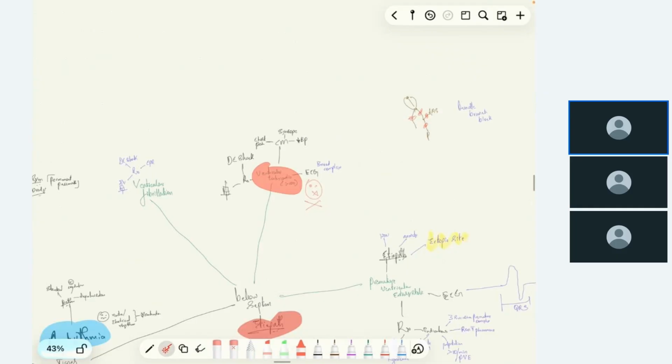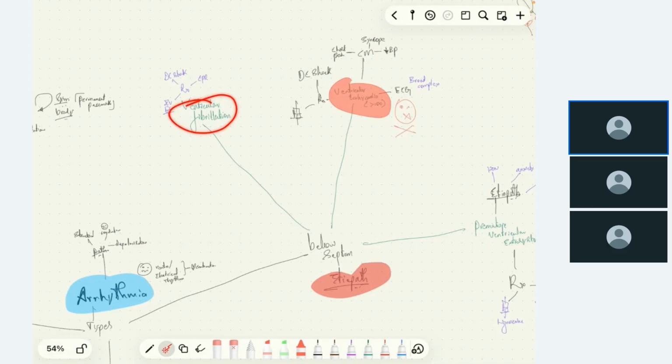Ventricular fibrillation, I told you in the textbook only 3 to 4 sentences are mentioned. You can open and see. But it's asked as a 5-mark question once or twice, so I am covering it because it's very easy. What are the causes of ventricular fibrillation?